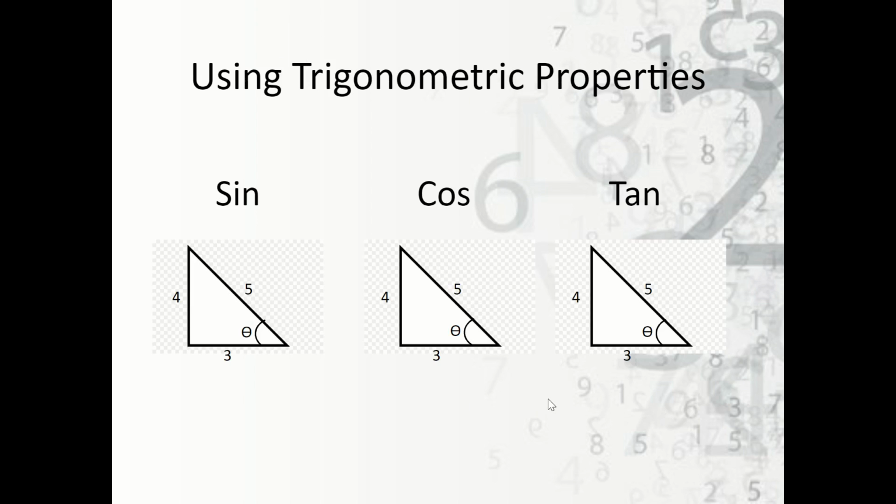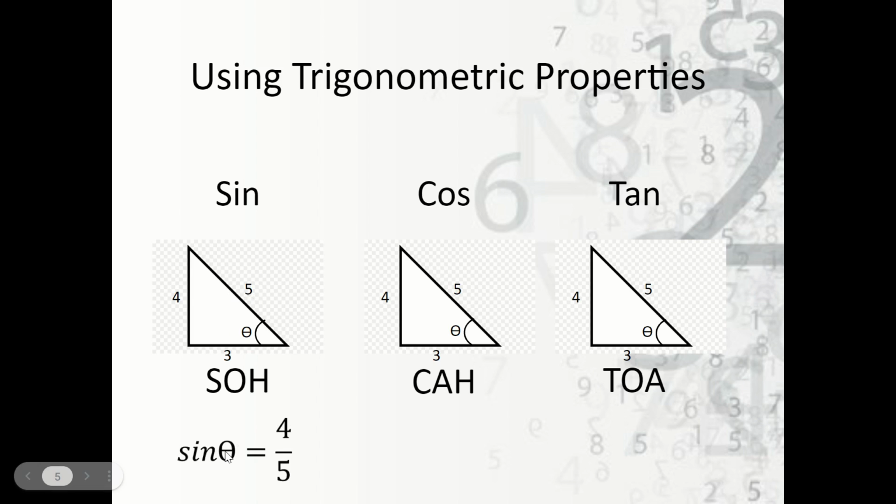Now, how do we use these trig properties? Let's say I wanted the sine of, we call this theta. So we want the sine of theta. Sine, remember, is SOH, cosine is CAH, and tangent is TOA. So we're going to take this and go opposite, which is 4, over the hypotenuse, which is 5. So the sine of theta is 4 over 5.